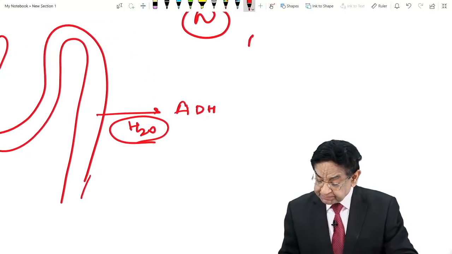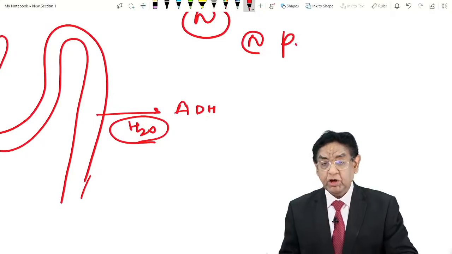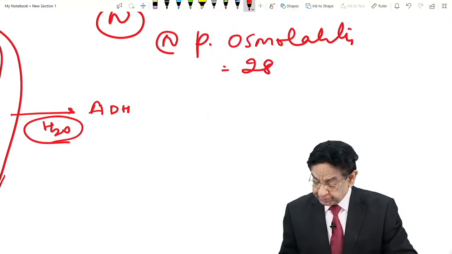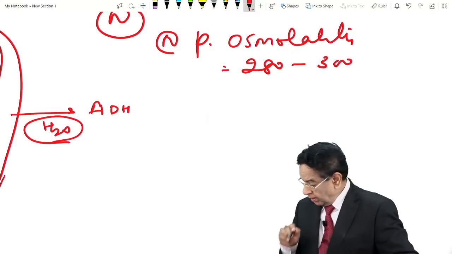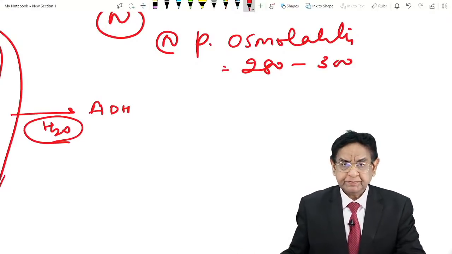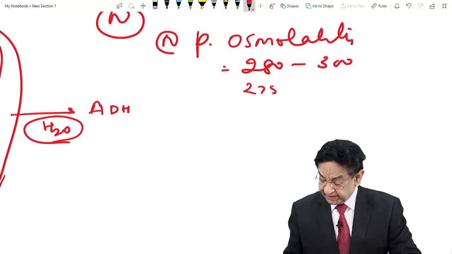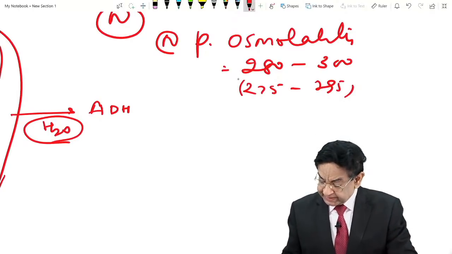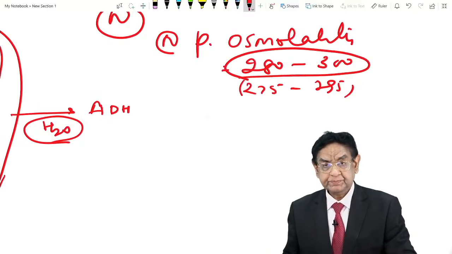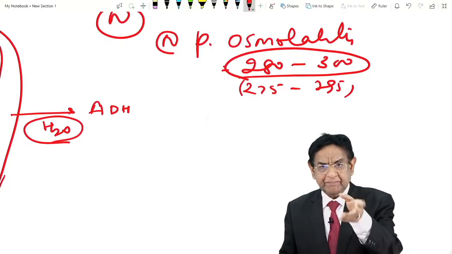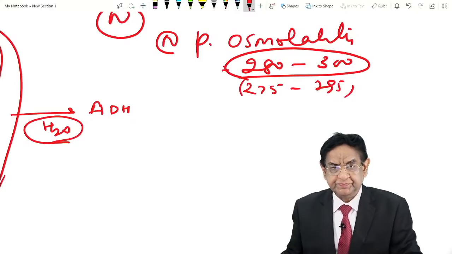And the normal plasma osmolality is between 280 to 300. This is normal. Some books even write 275 to 295. Some variation always occurs in the books, but by and large we'll go by 280 to 300. And the aim of ADH is to maintain the plasma osmolality in the normal range.